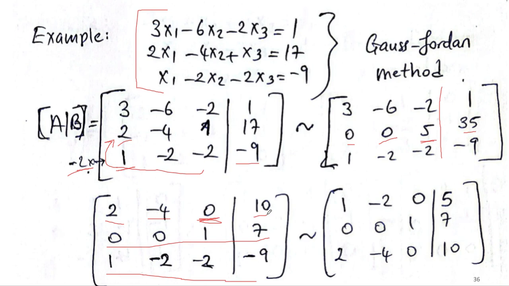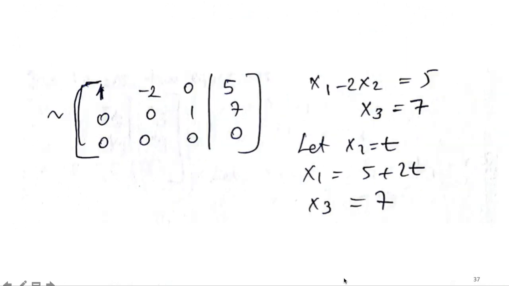And now we can simplify this first row by dividing everything by 2. If we divide everything by 2, then this becomes 1, -2, 0, and 5. Okay, so the next thing is, now we can go to the next slide.